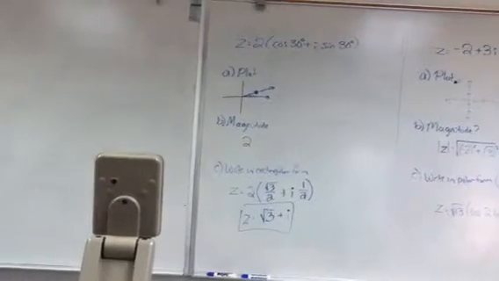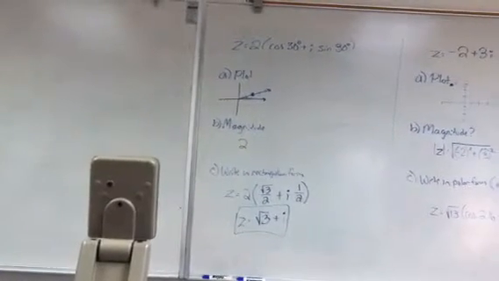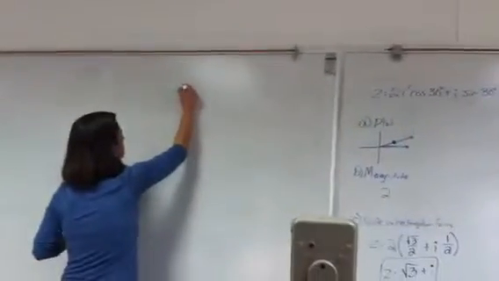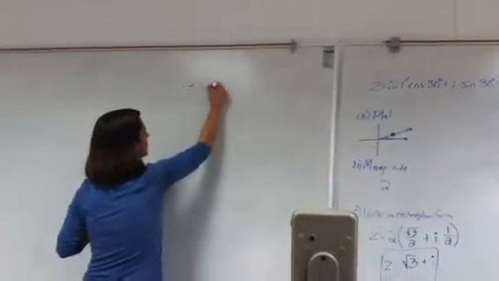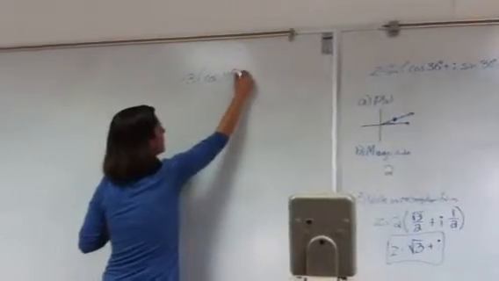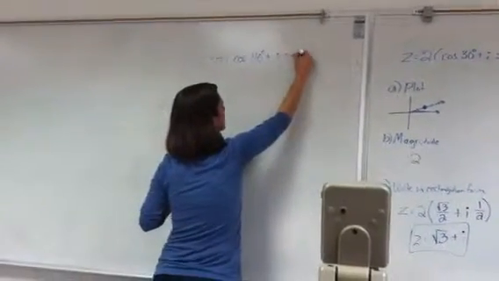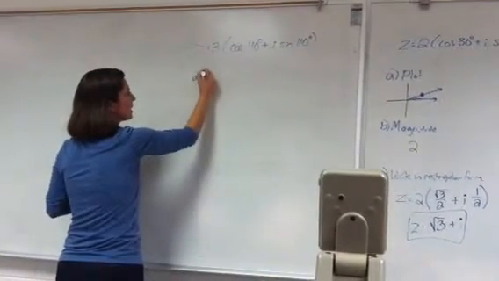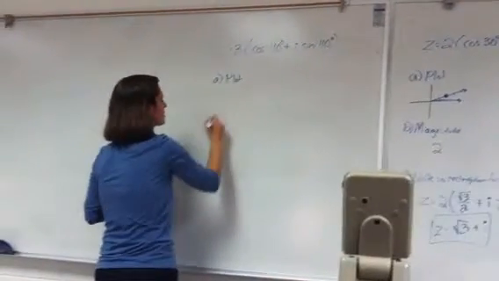All right, so let's try one more. What about if you had v is equal to 3 cosine 110 plus i sine 110, all right, with the same 3 directions.